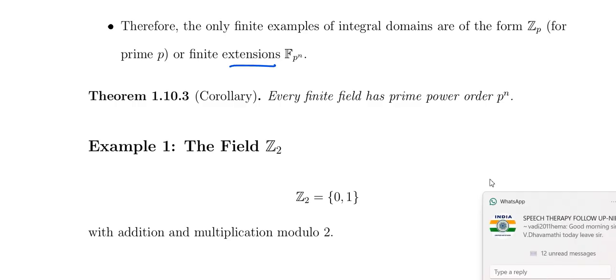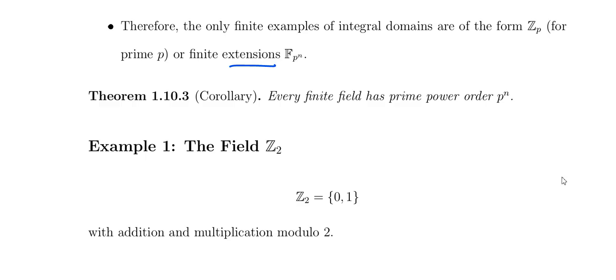And corollary: every finite field has a prime power order, that is p power n. For example, Z2, and once again Z2. The same example is given for your understanding.